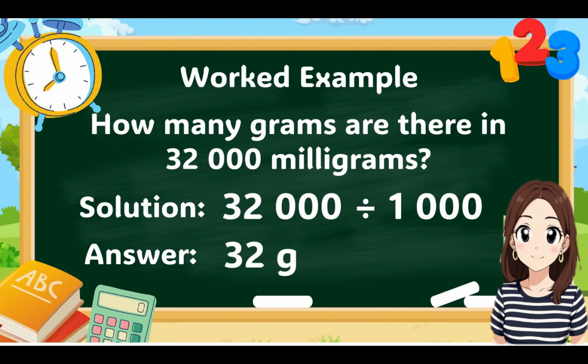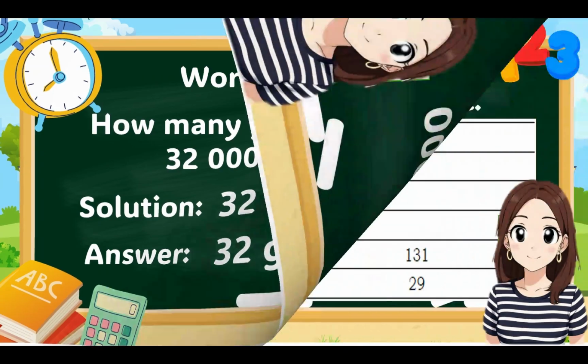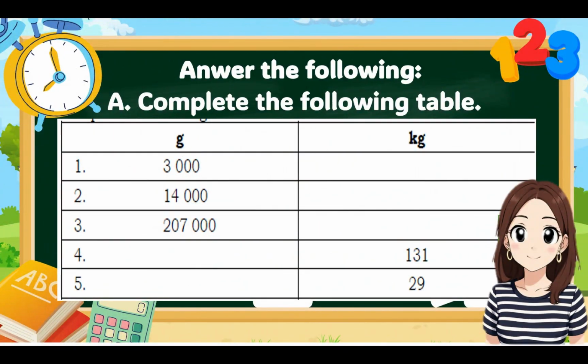So based on the activity that we did, we can infer that if a larger or bigger unit is converted to a smaller unit, we have to multiply. But if we have to convert a smaller unit to a bigger or larger unit, we have to divide. Now let's try to answer the following.